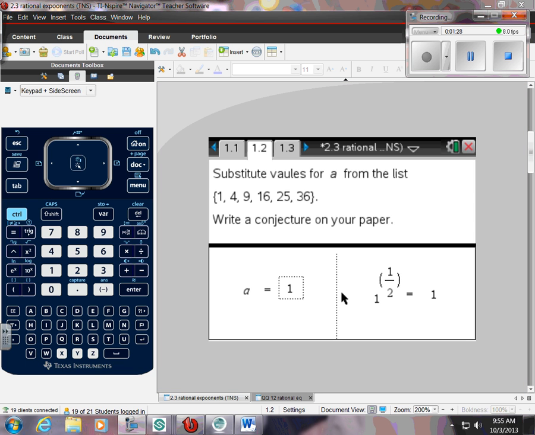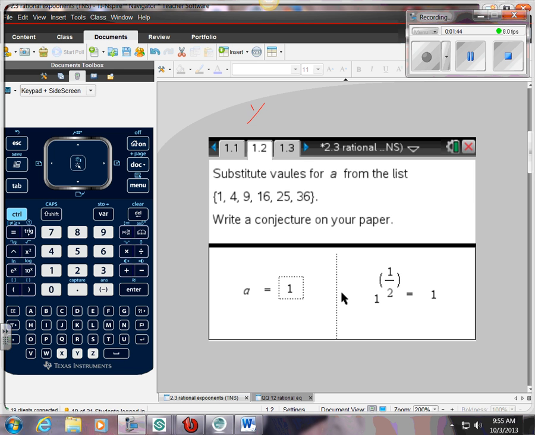Okay, who's got a conjecture for me? Go ahead, John. Anything raised to the 1/2 power is essentially taking the square root. Do you guys agree? Yeah, absolutely. Okay, so what that means is if I have x to the 1/2, x to the 1/2 is the same thing as the square root of x. Good. Okay, pretty comfortable with that one?